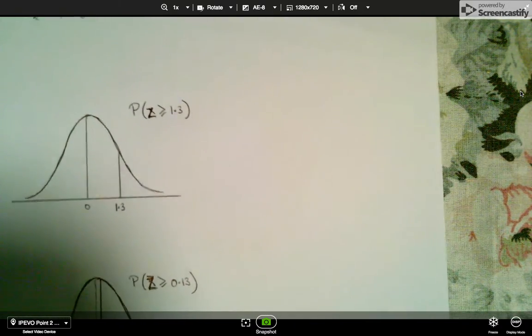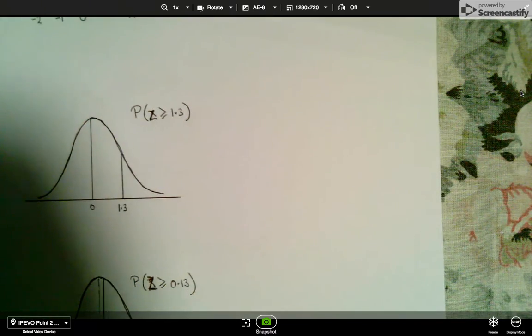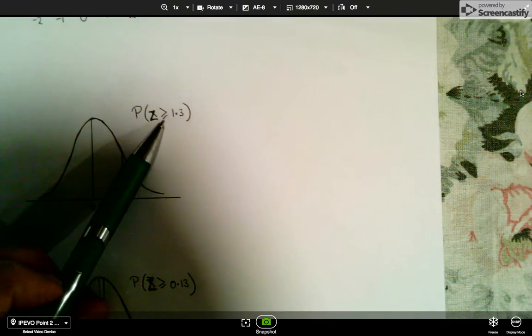For this, we really need the tables. So let's have a look at the first one. The probability that z is greater than or equal to 1.3. Now remember, the greater than or equal doesn't really matter. If it was z is greater than 1.3, it's exactly the same. So on our little curve here, that is this area here, and that is exactly the area the table gives us. So that's the area we're looking for.